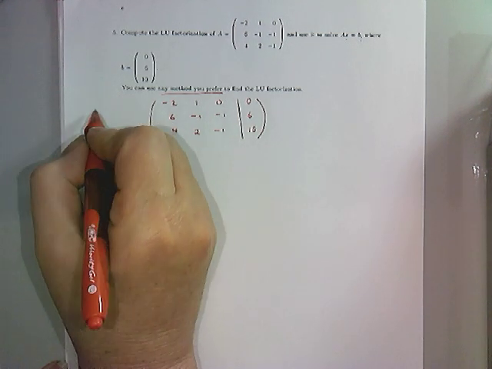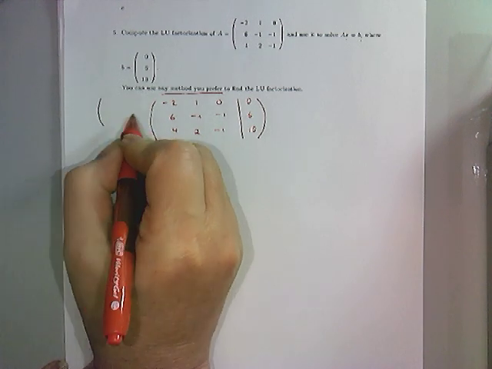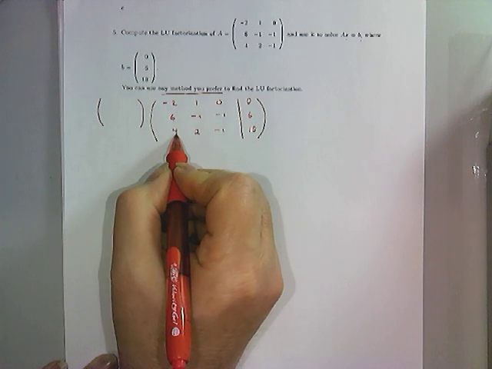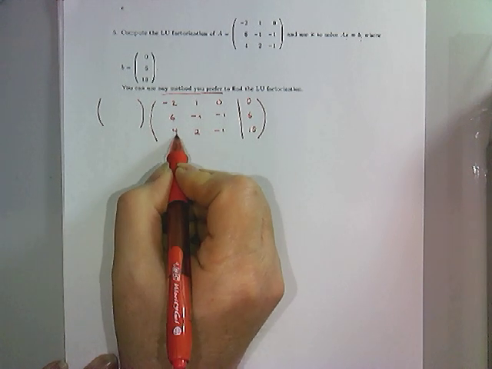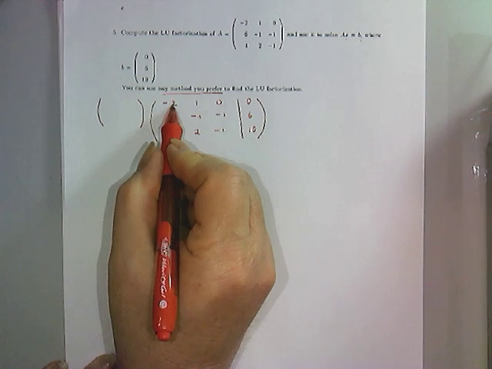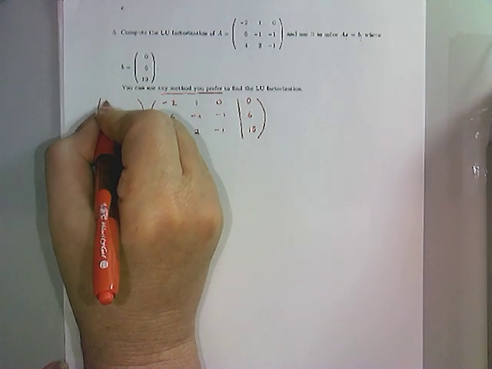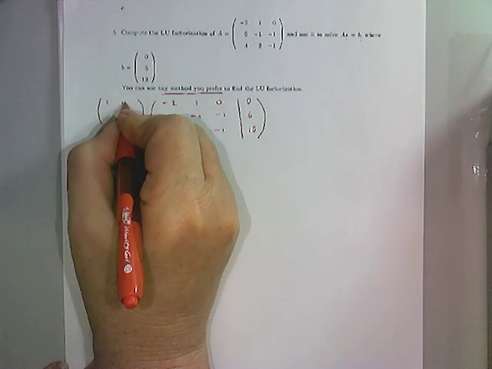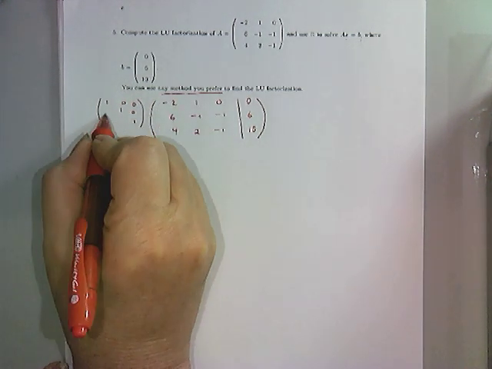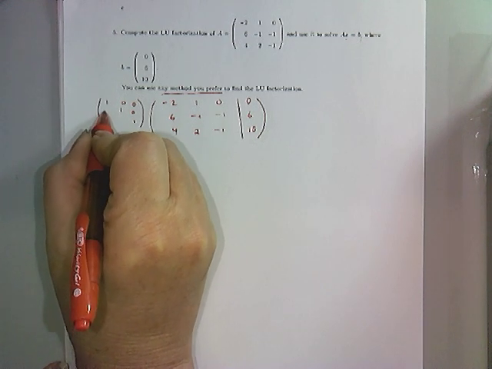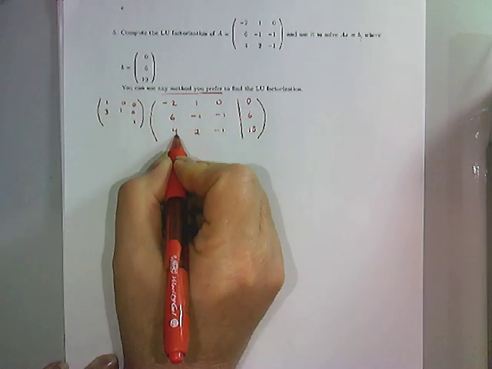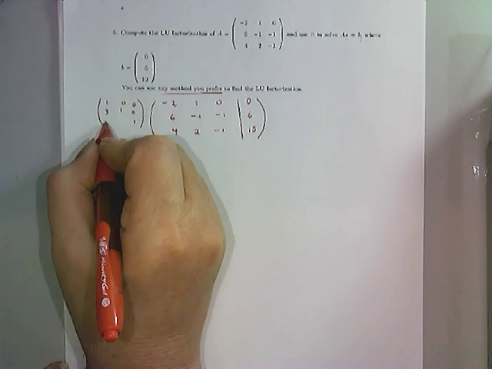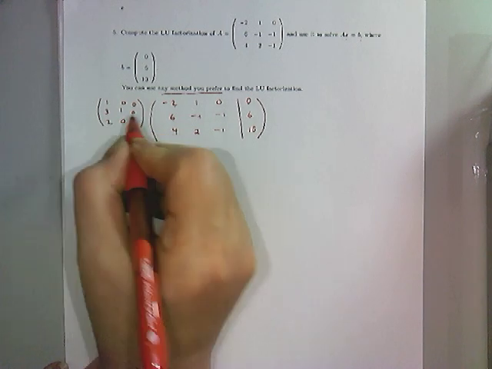So, first thing I'm going to do is look at the multipliers to zero out the entries 6 and 4. Well, 6 divided by -2 is -3, so the Gauss transform will have the entries +3, and 4 divided by -2 is -2, so this will be +2.